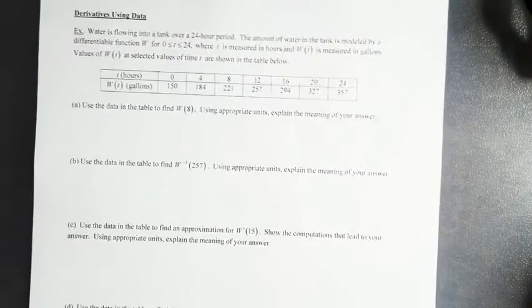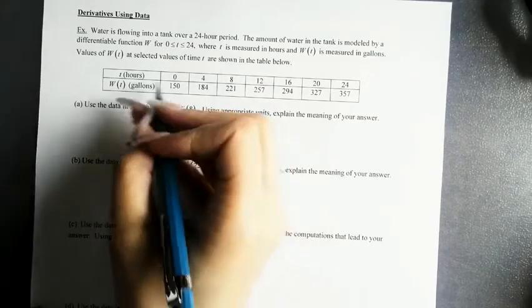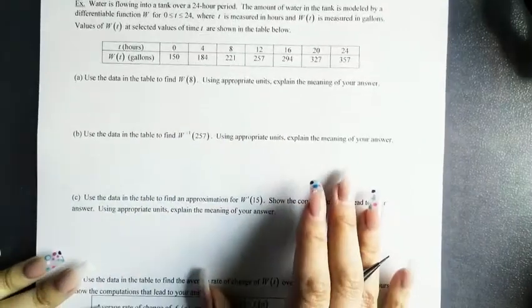So, derivatives using data. Let's look at this example. Water is flowing into a tank over a 24-hour period. The amount of water in the tank is modeled by the differentiable function W of T for T in between 0 and 24, where T is measured in hours and W of T is measured in gallons. Values of W of T at selected values of the time T are shown in the table below. Okay, so you have T hours and then the gallons. So let's look at the questions over here.